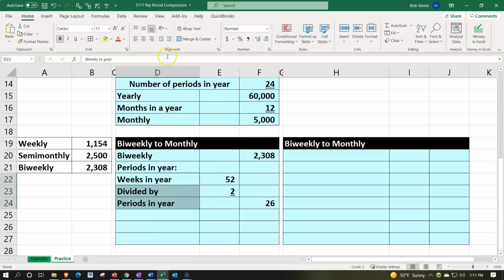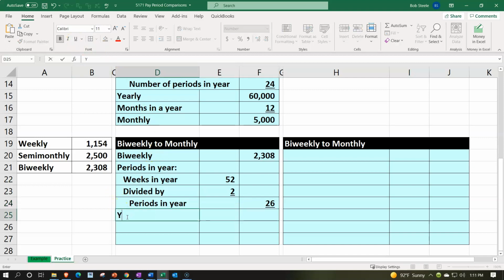So we're then going to go to the alignment indent. Let's indent this one again. Let's underline here, font group, and underline. And so the yearly amount, so then yearly is going to be equal to the 2308 times 26, or 60,000. And now that we have the yearly amount, we can once again break it down to the monthly amount by taking the months in a year, which are 12.